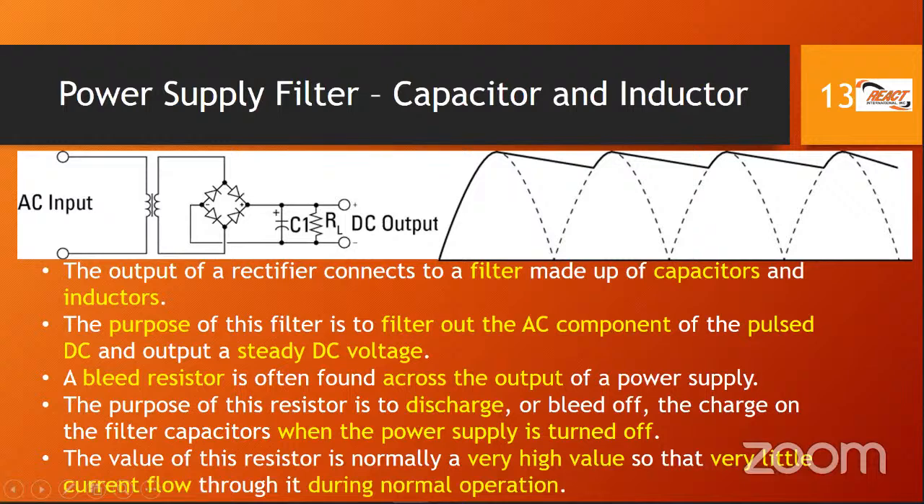It will bleed off whatever energy is contained in the power supply. Even though it's off, the capacitor holds a charge that could be dangerous to you. Somebody servicing the power supply may go in and use a screwdriver, and it may contact the positive or negative terminals or the ground and cause a spark. So that's the reason you have a bleed resistor in your power supply.